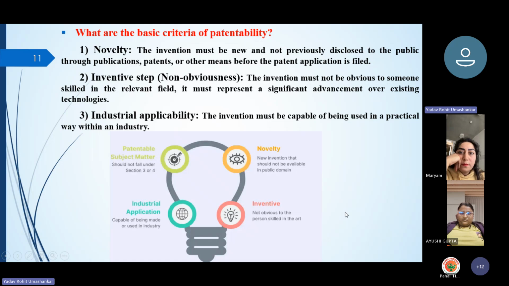So here is the same thing that I mentioned: novelty, inventive step, industrial application, and the fourth point is patentable subject matter. Whatever the thing you are going to patent, that should not fall under section 3 and 4. Section 3 and 4 have some rules and clauses. It lists the subjects that are not patentable. This is general, with general rules and clauses that are being followed in other countries also. We will discuss that.